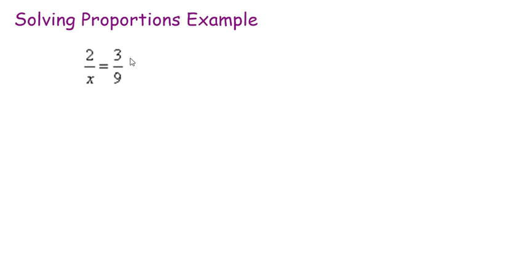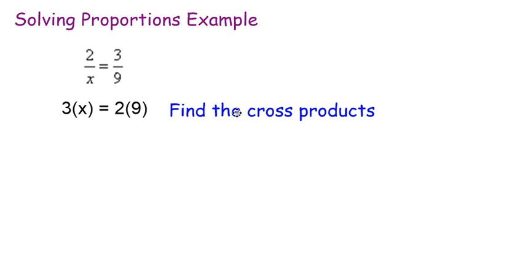All right, so my first example is 2 over x equals 3 over 9. These are two ratios and they're set equal to each other. So the first thing we're going to do is we're going to find their cross products. We're going to multiply their diagonals. So 3 times x is supposed to equal 2 times 9. It's very important that you write out this step of the multiplication.